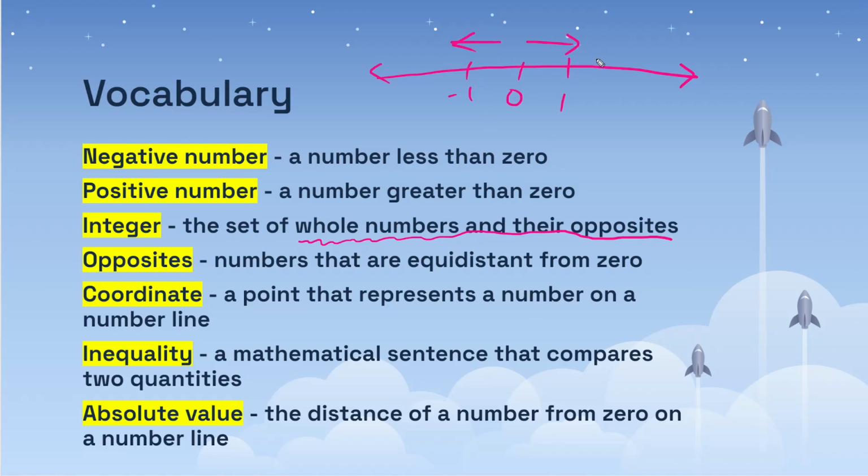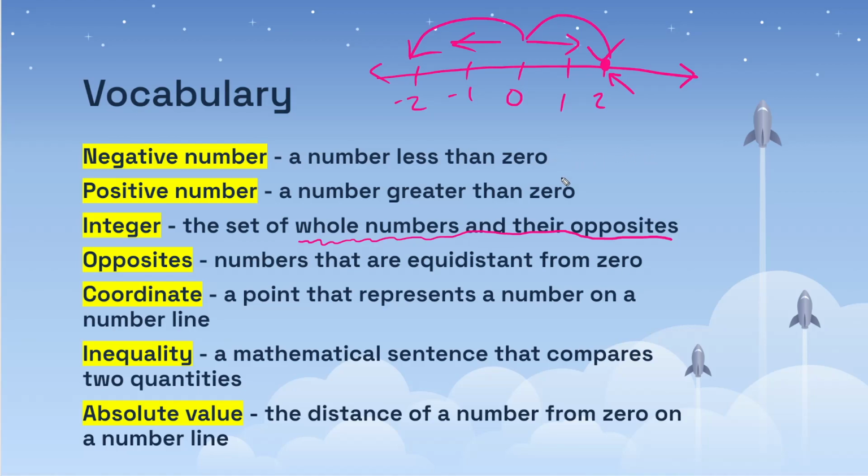Opposites are like 2 and negative 2. They are the same distance away from 0. A coordinate is a point that represents a number on the number line, right? So if I put a dot here on 2, this is the coordinate that represents 2.